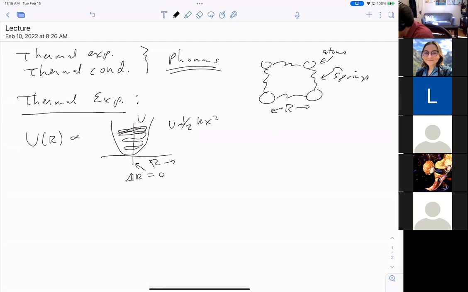All right. So why do materials expand when we heat them up? The reason is that our model is too simplistic, and expansion comes from what we like to call anharmonic terms.